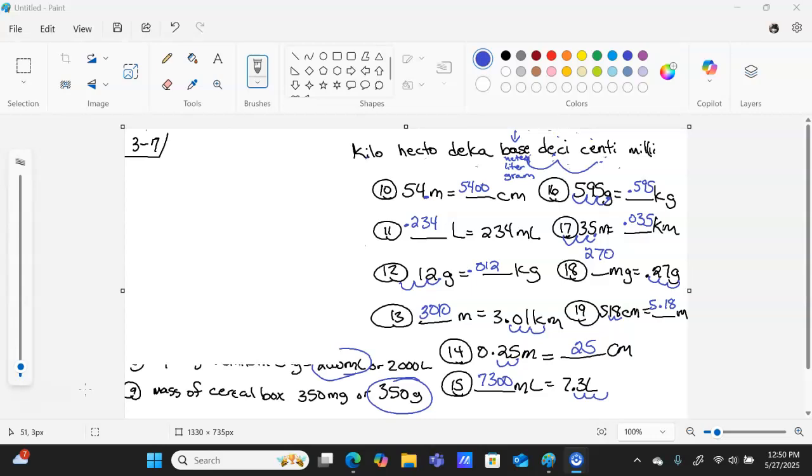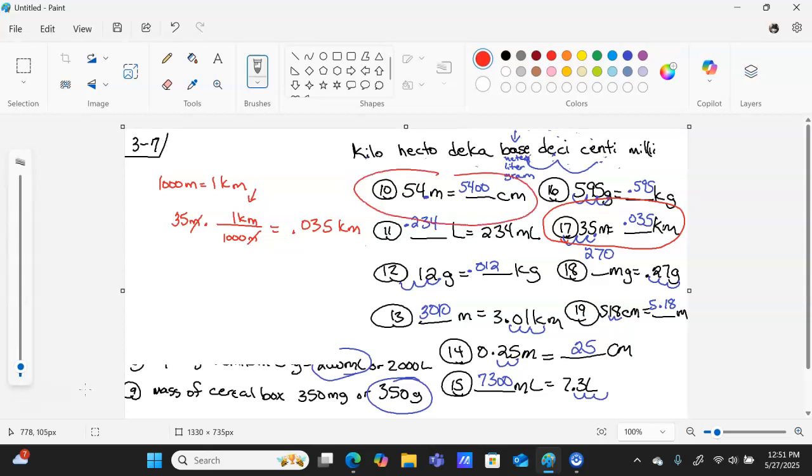So you can also do these by knowing the relationship between the things, like there's 1,000 meters in 1 kilometer. And so like right here, if you have 35 meters, because this is a fraction that has a value of 1, this fraction right here, the meters would cancel and you would have 35 divided by 1,000, which would give you that 0.035 kilometers.